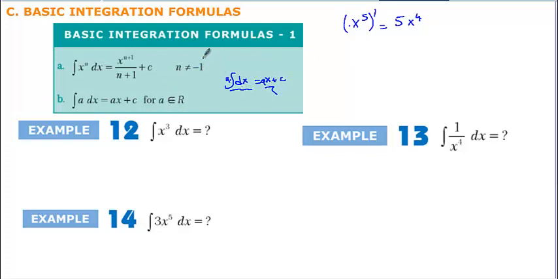And here I wanted to mention one more thing. This n value cannot be equal to minus 1. If it is equal to minus 1, we have a different integral method.